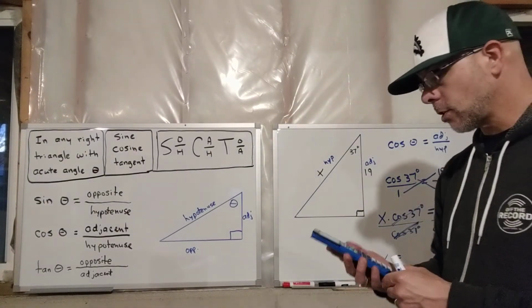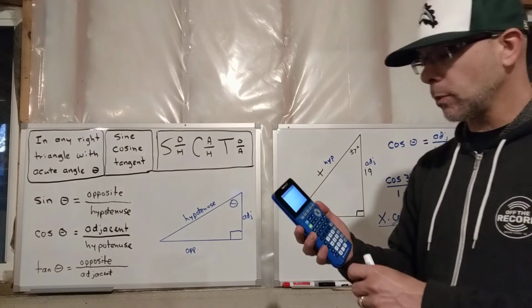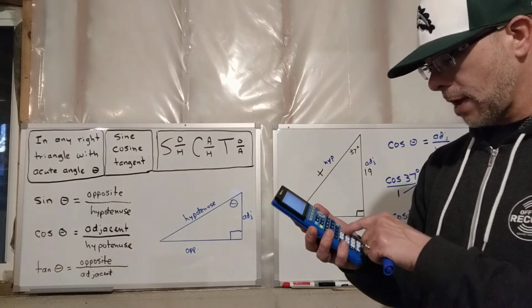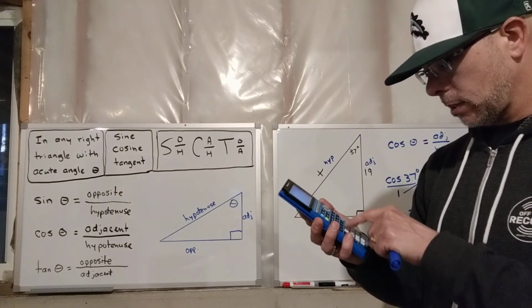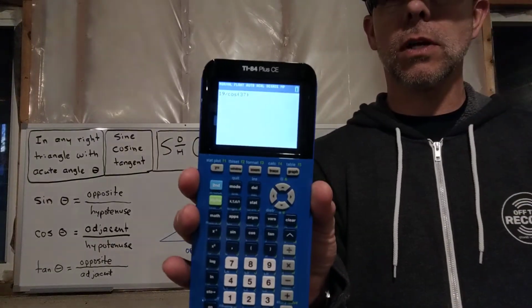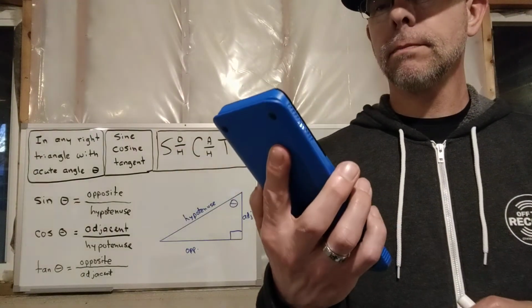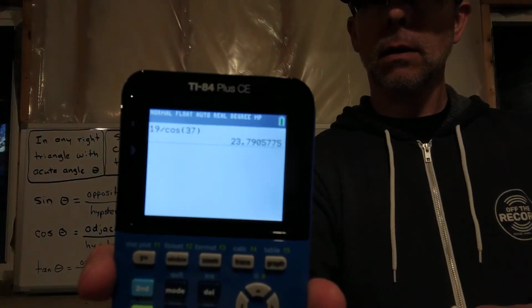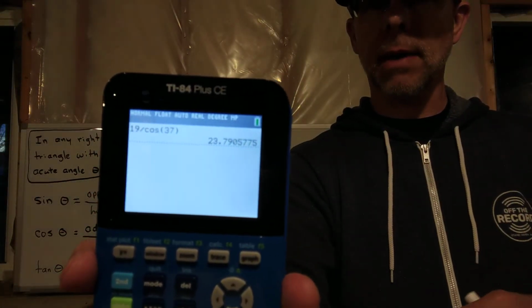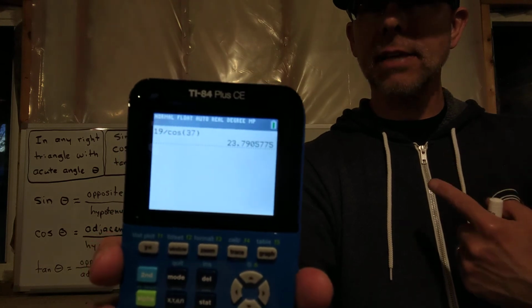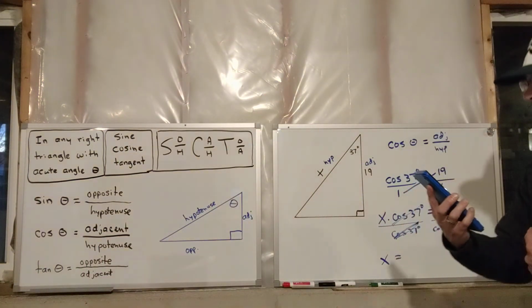You have to let your calculator help you because it's programmed with the cosine 37. So we're going to do 19 divided by cosine 37. That's what it's going to look like on the screen. Hit enter. Approximately 23.7 something. I got to look at it and I'm going to write it down. But that's what that side is, 23.791.